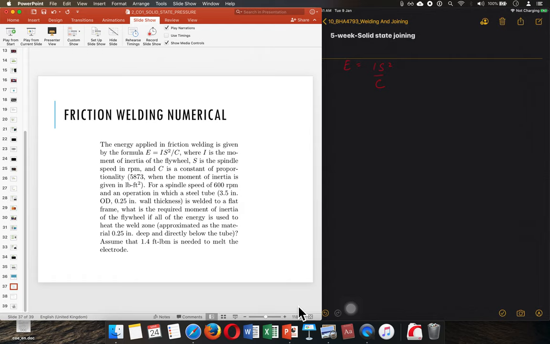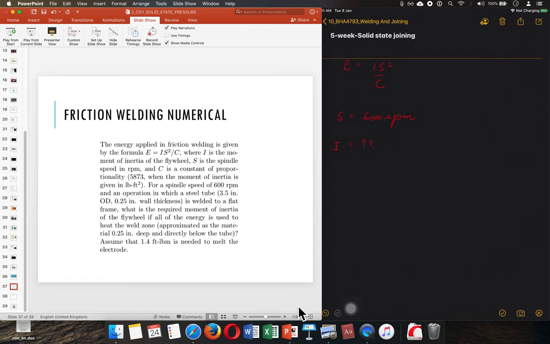C is 5873 when the moment of inertia is given in pound feet squared, for a spindle speed of 600 RPM. So S is equal to 600 RPM. In an operation in which a steel tube 3.5 inch in outer diameter and 0.525 inch in wall thickness is to be welded to a flat frame, what is the required moment of inertia of the flywheel? So it is asking, what is the moment of inertia I?